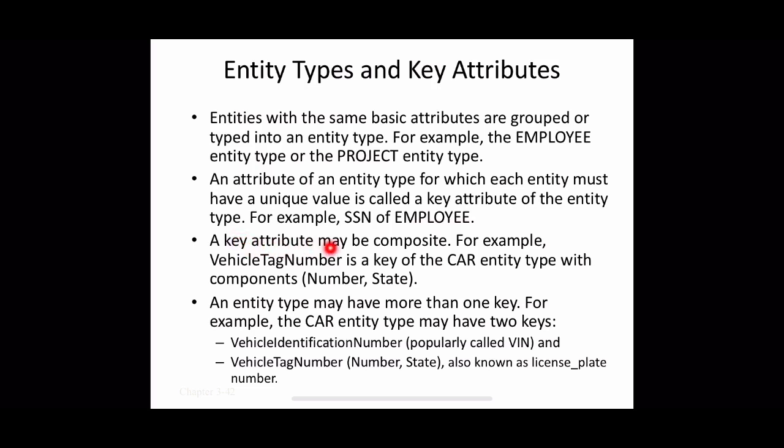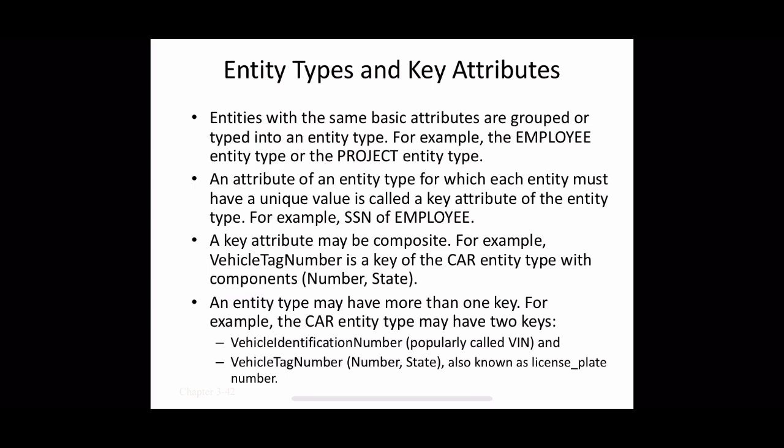And the key attribute may be composite. For example, vehicle tag number is a key of the car entity type with components number and state. This number and state together form a key for a car. And an entity type may have more than one key. For example, a car entity type may have two different keys. It can be uniquely identified using either the vehicle identification number or the vehicle tag number, which is a combination of this number and state. So now our task is to design a conceptual schema for our company database.